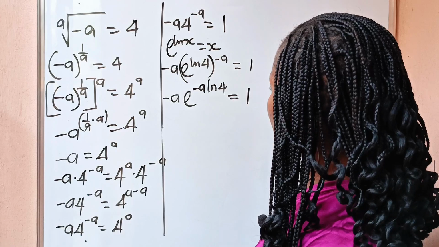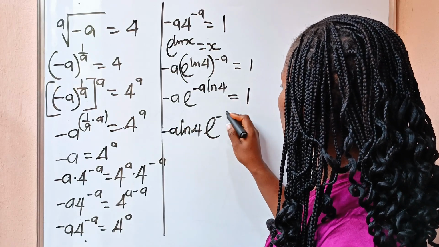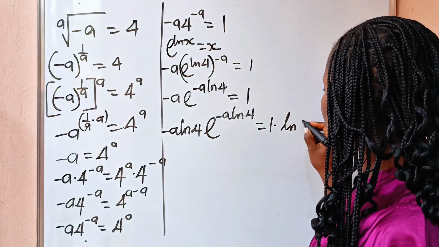So let's multiply through by ln 4. We are now going to have minus a multiplied by ln 4, e to the power of minus a multiplied by ln 4, is equal to 1 multiplied by ln 4.